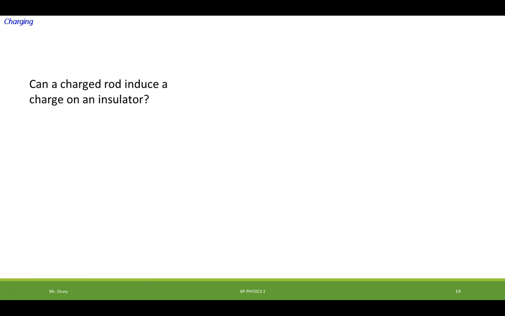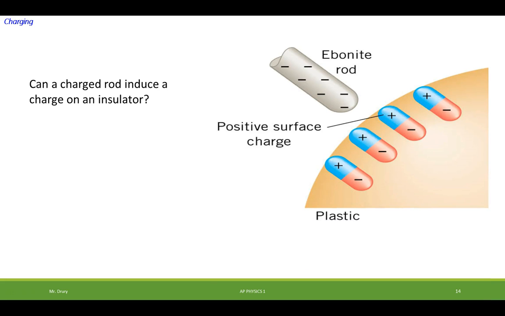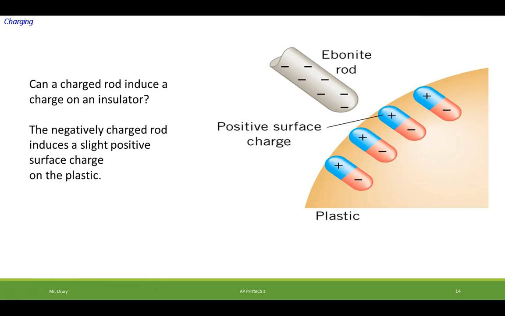Can a charged rod induce a charge on an insulator? With an insulator, the electrons aren't really running away because they're fixed in place. But you could still get a charge on it. So how does that happen? If you have a negative rod and bring it next to an insulator, it chases the negative part of the atoms away, so the atoms themselves become more polarized, and the positive side will be attracted to the negative rod. Even though this is electrically neutral, the very outside surface becomes positively charged.